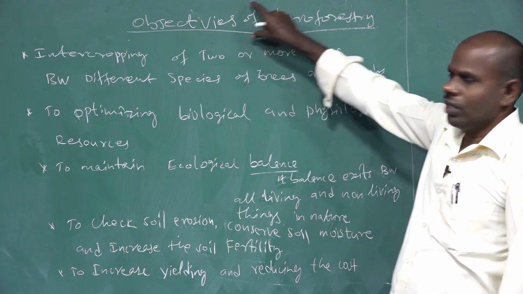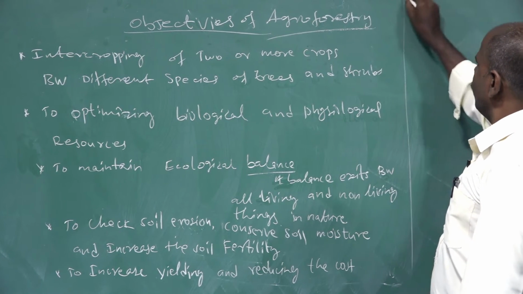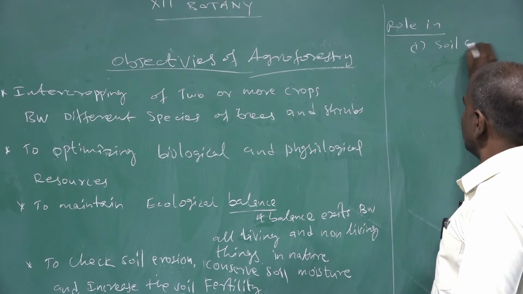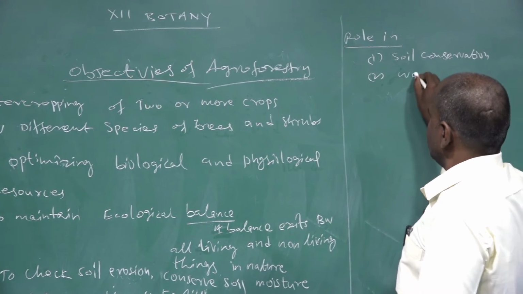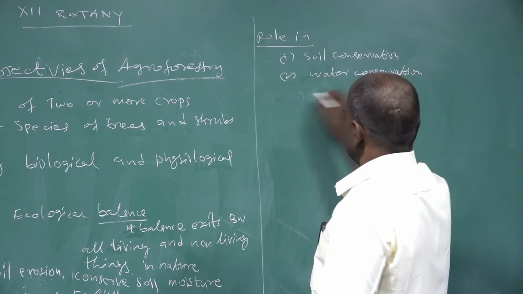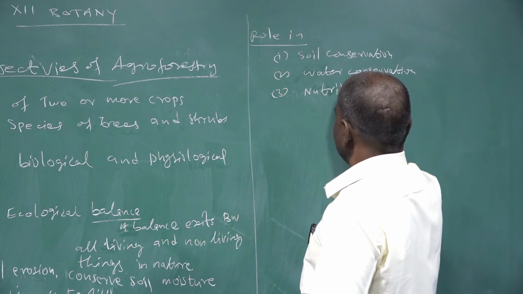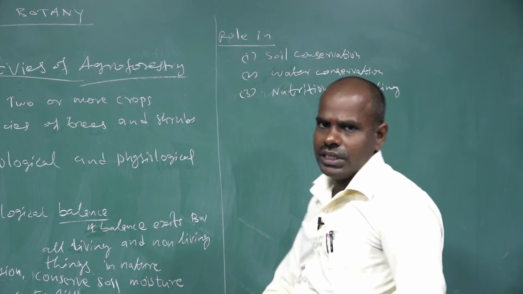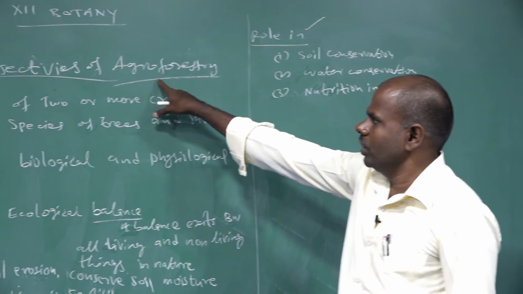So what are the objectives of agroforestry? There are three major roles in agroforestry. The first is soil conservation. The second is water conservation. And the third is the nutrient recycling process.